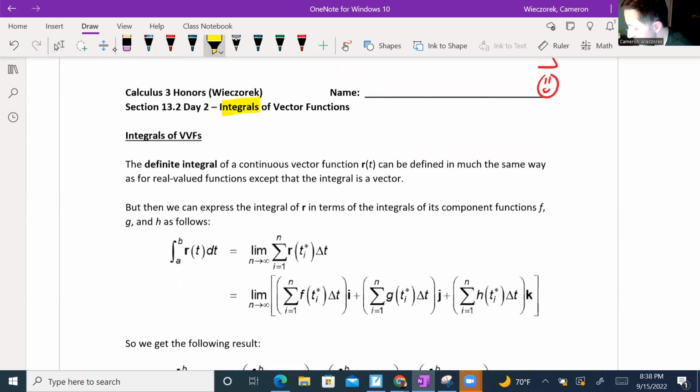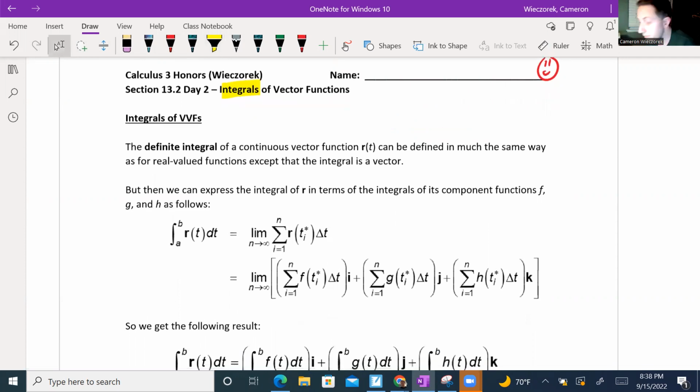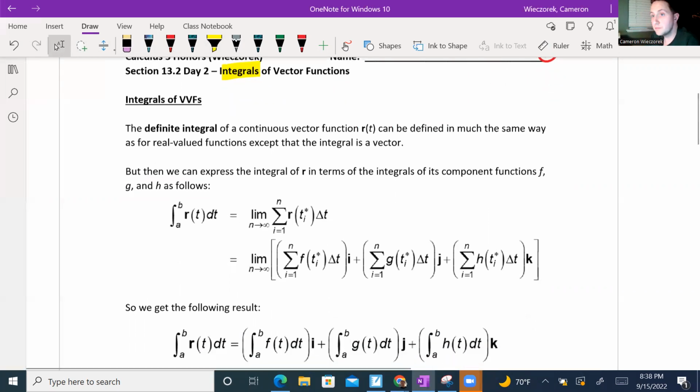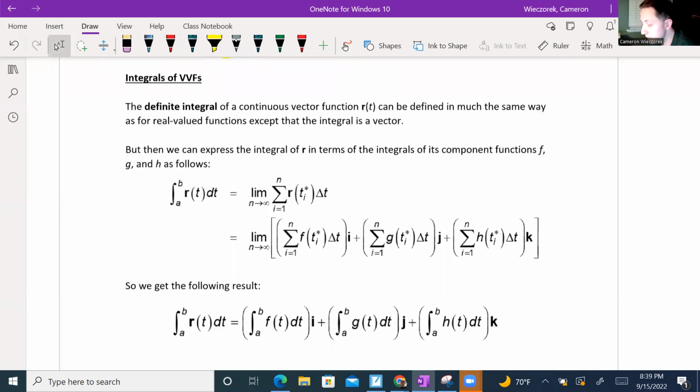Okay. Integrals of vector functions. Very similar to what you did in Calc 1 and in Calc 2. You have definite integrals and you have indefinite integrals. When you take the integral of a vector valued function, what it amounts to is really taking the integral of each component function. Now, just a little recap in terms of what the definite integral is, because it applies in a very similar way to vectors.